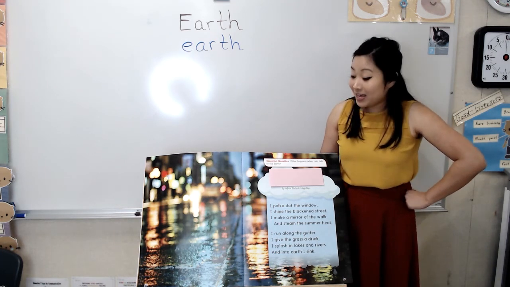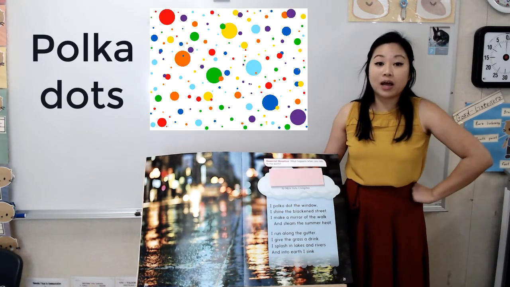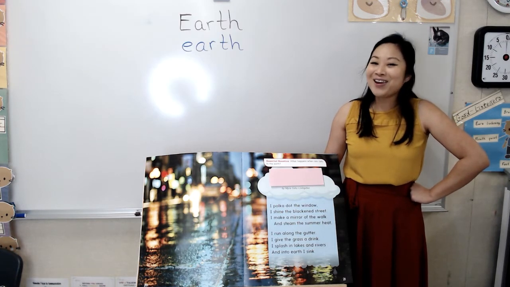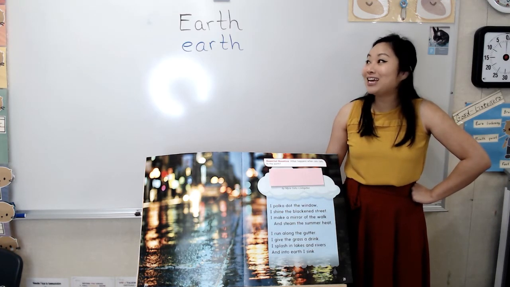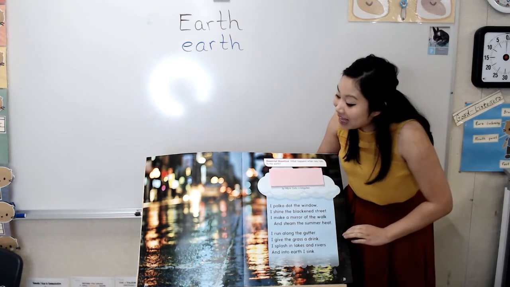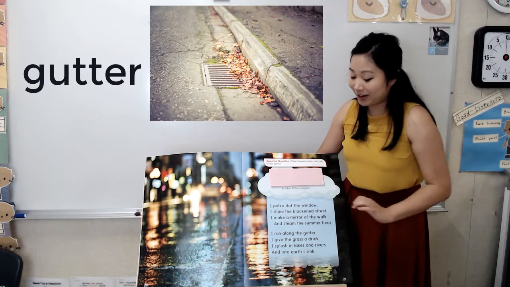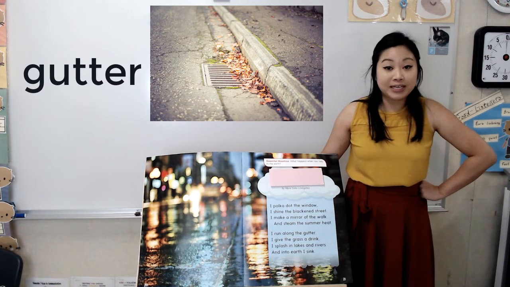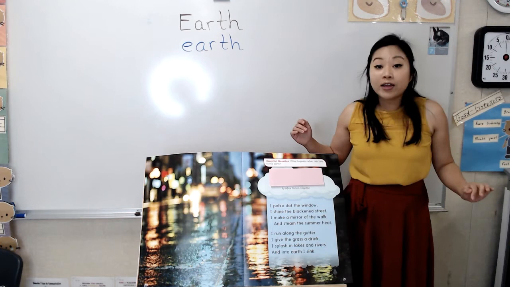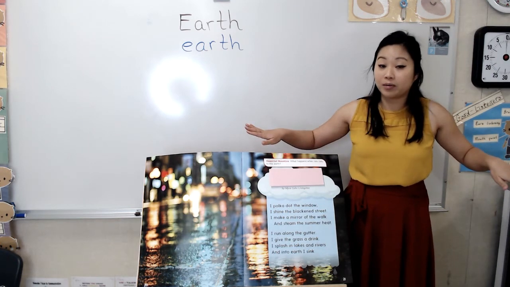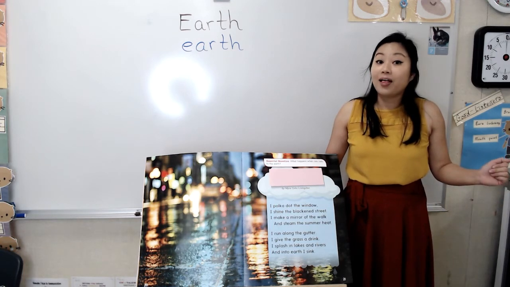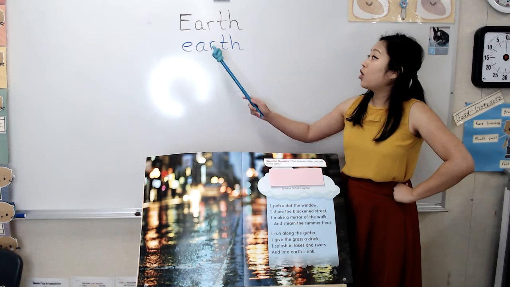Now, these are polka dots. Think about other places where you have seen polka dots. I know you've seen polka dots in some of my backgrounds. It's just a whole bunch of little circles. Now, the next thing you need to know is gutter. A gutter is used to carry water away from the street and into the drains. Gutters keep the streets from getting too full of water because if our streets are full of water, well, that's not very safe.